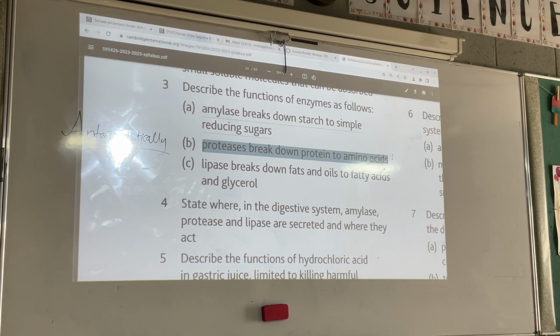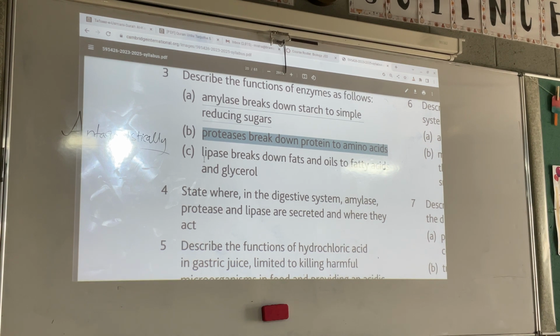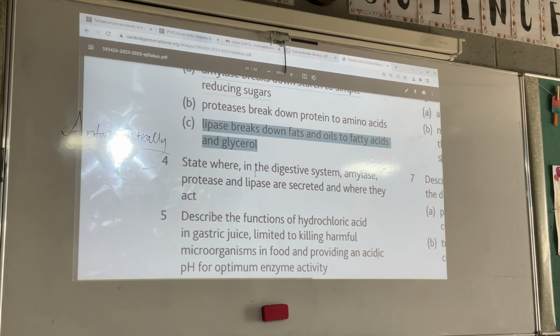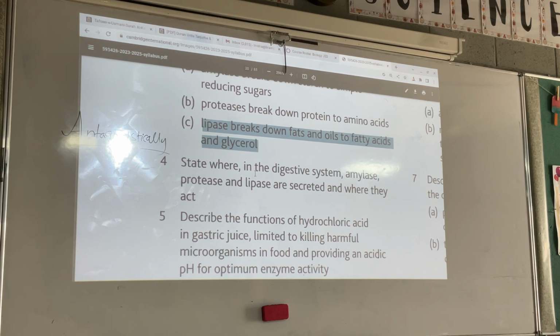And then what are the two types of protease that we have learned? Pepsin is in the stomach, right? Trypsin is in the small intestine, right? Lipase is for breakdown of fats and oil into fatty acids and glycerol. But isn't lipase inside the pancreatic juice? It means it works in the small intestine, right? It comes from the pancreatic juice.